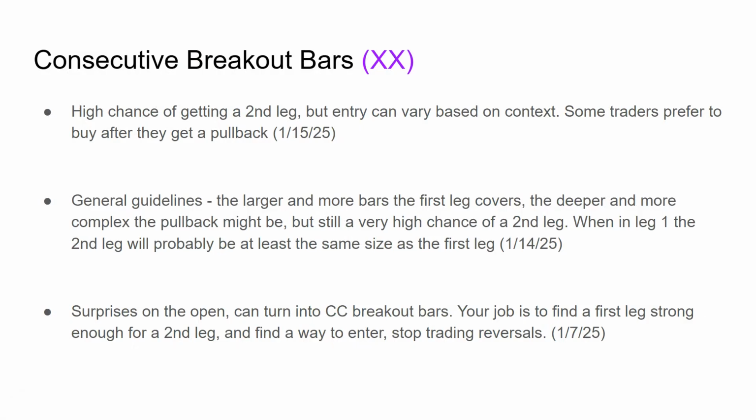So consecutive breakout bars. When you get strong consecutive breakout bars, particularly in leg 1, you have a very high probability, 85+% chance of getting a second leg in leg 1. However, as the legs go on, the odds of getting that second leg decrease. So when you get into legs 3 and 4, consecutive breakout bars, 2, 3, 4 breakout bars, oftentimes turns into a better fade than it is by the close.